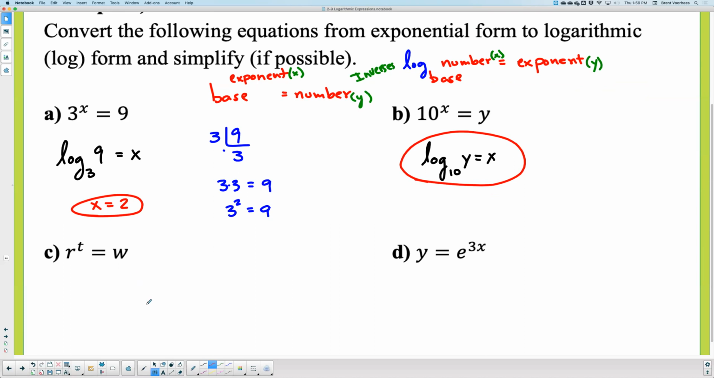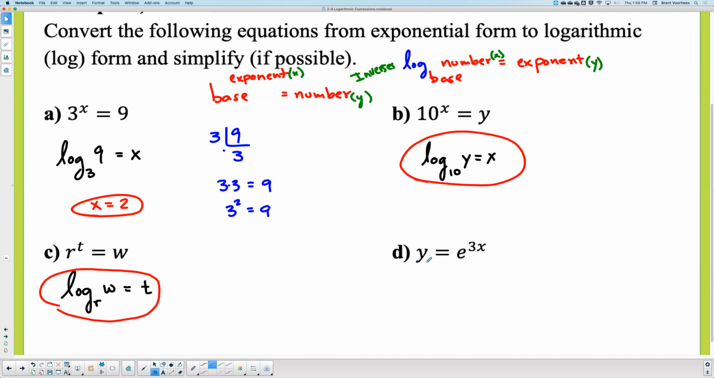What about example C? R is the base. That's the important thing. So we're going to say we have a log with a base of R. Is it still going to be raised to the t? No. Now what's it raised to? W equals t. Now, truthfully, the way you would read this is you want to say log base R raised to W. How they would read this is they'd say log base R of W equals t. That's actually how you'd read that.